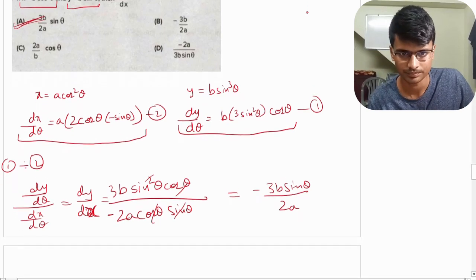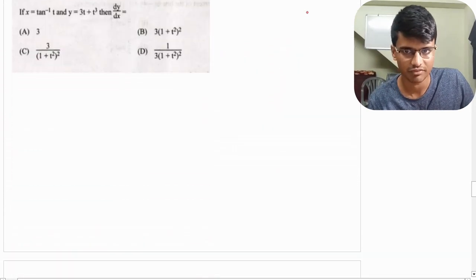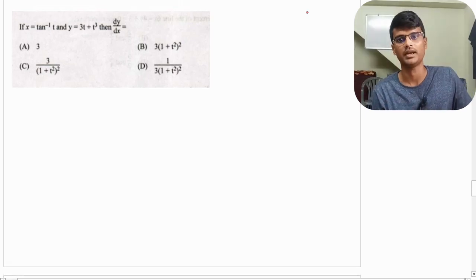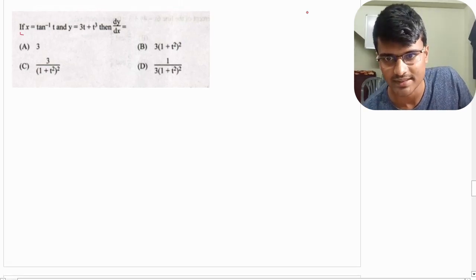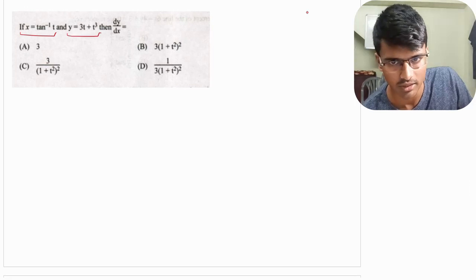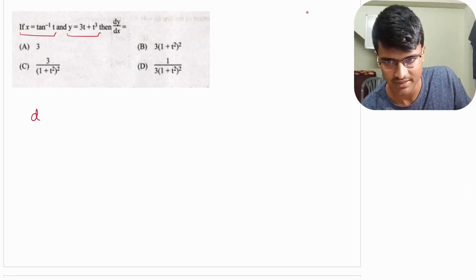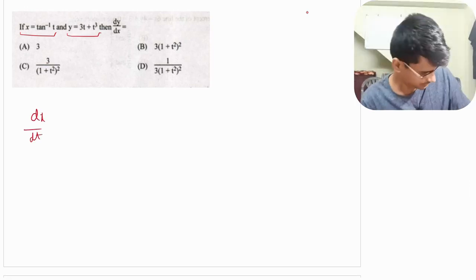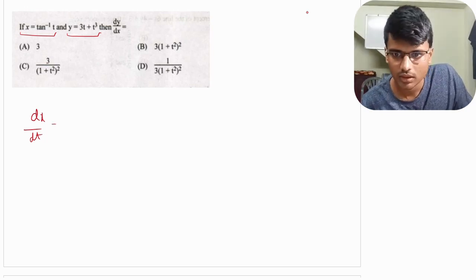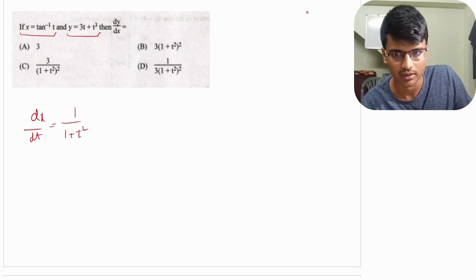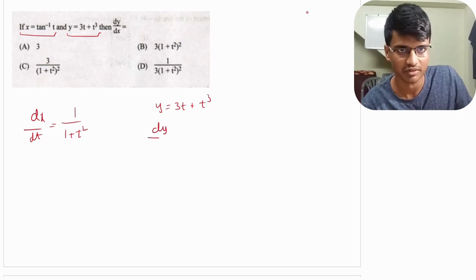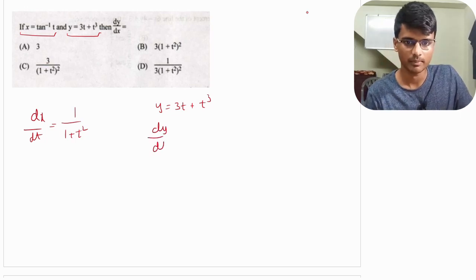Moving on. This is a differentiation of equations in parametric form. Again here x is given in terms of t and y is given in terms of t. Same thing. First we'll differentiate x, dx by dt, which is differentiation of tan inverse of t, that is 1 by 1 plus t square, correct? y is 3t plus t cube. Similarly here we'll differentiate it with respect to t. So it will be dy by dt.